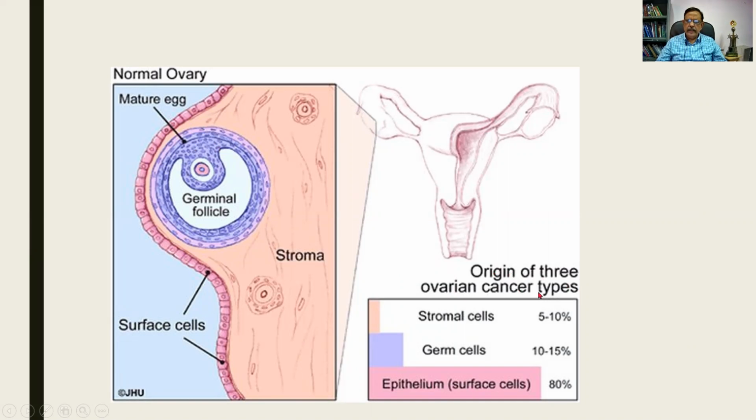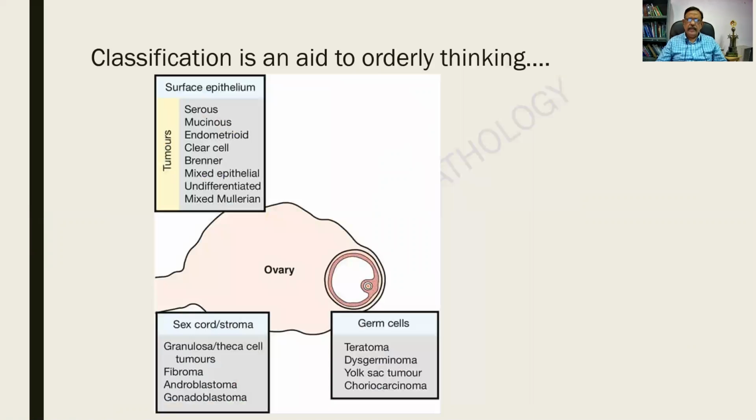And the origin of the ovarian tumors can be divided into the stromal tumors, germ cell tumors, and the surface epithelial tumors. Let us have three things in mind. These are mentioned. Accordingly, you find that the tumors of the ovary can be divided into surface epithelial tumors, in which we have got serous, mucinous, endometrioid, clear cell, Brenner, a mixed epithelial, undifferentiated, and mixed Mullerian.